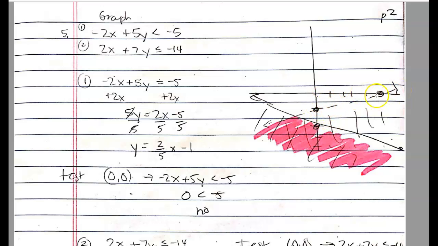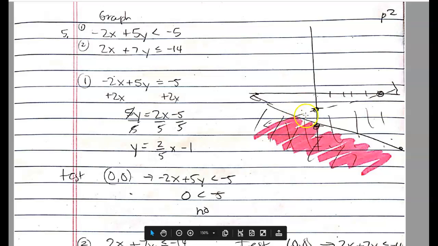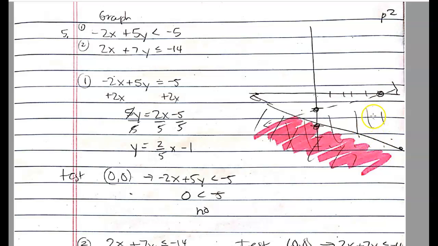And I think I got off on that a little bit. I was a little sloppy, but it's roughly in the right place. Testing 0, 0. So when I look at this point right here, relative to that boundary, 0 is not less than -5. So I don't shade the side with 0, 0. I shade down here. And that's these lines.